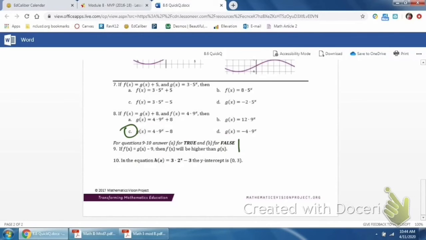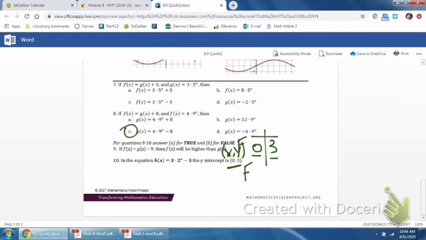Alright, then 9 and 10 should both be false. Okay, 9 says f of x is g of x moved down 9, so that means f is going to be lower than g. Number 10, the y-intercept they're saying is 0, 3, so to test that, we need to plug in 0 for x. Remember, this is 0 and 3 is x, comma, y. So we need to see if we plug in, think about it like this. If we plug in 0, 3 should come out.